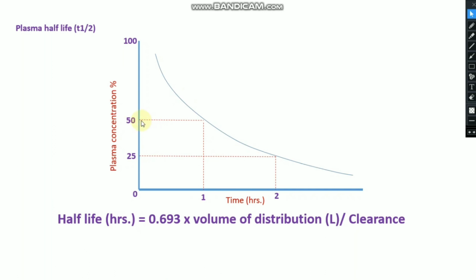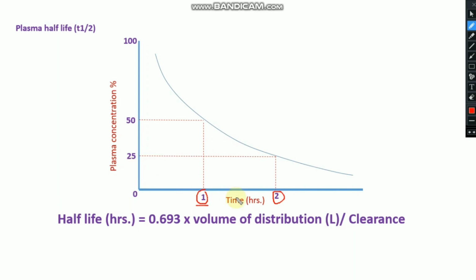So if you draw a corresponding straight line from 50%, it shows 1 hour according to this plot. So for this specific drug, its plasma half-life is 1 hour. In 1 hour the concentration decreased to 50%, and again from 50 to 25% it decreased, according to the corresponding straight line, in 2 hours. So it takes 2 hours to decrease to 25%.